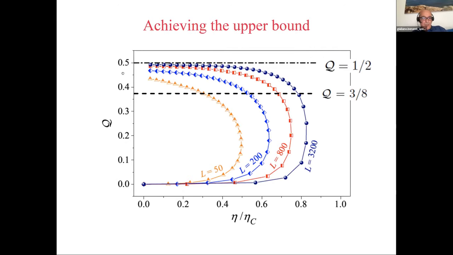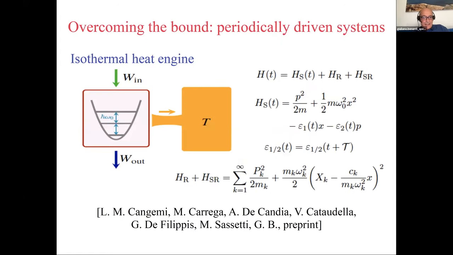You plot this trade-off function as a function of efficiency. This loop is because you start with zero efficiency at zero voltage. Then you increase the efficiency, you have some maximum efficiency. Then when you increase the voltage again, you reduce efficiency up to the stopping voltage. And you see that when you increase the system size further and further, you can go above this 3/8, which is the bound from scattering theory, and approach more and more the 1/2, which is what you get at the thermodynamic limit, which corresponds to the figure of merit ZT diverging.